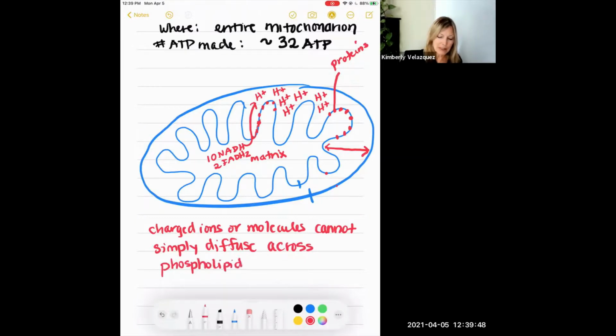So what happens is those 12 hydrogens are going to build up in this intermembrane space, and that now represents a concentration gradient.